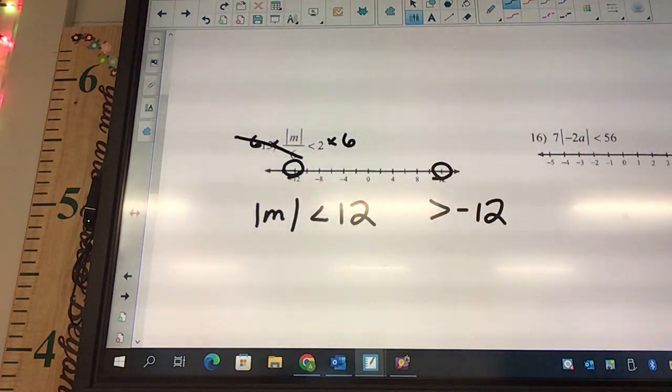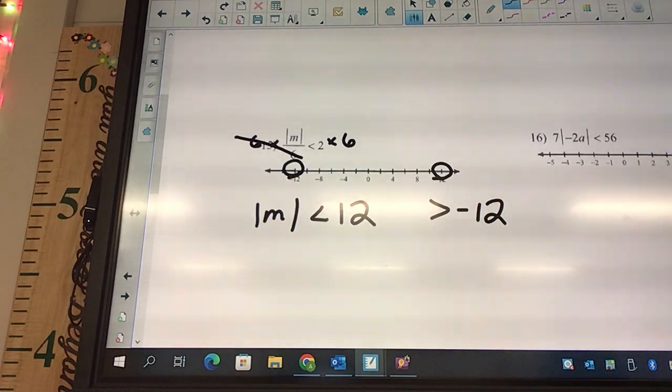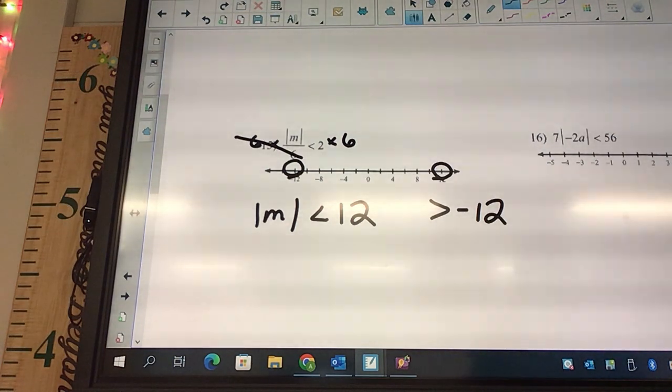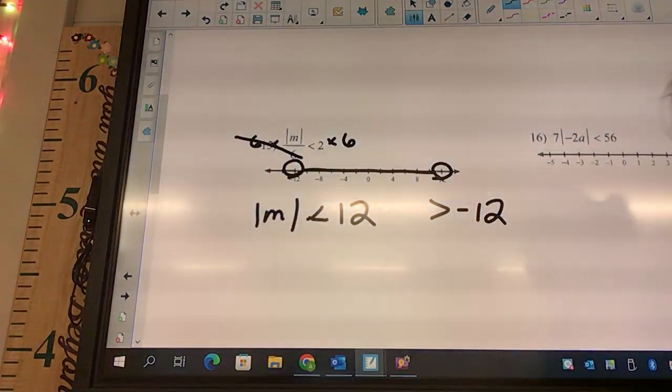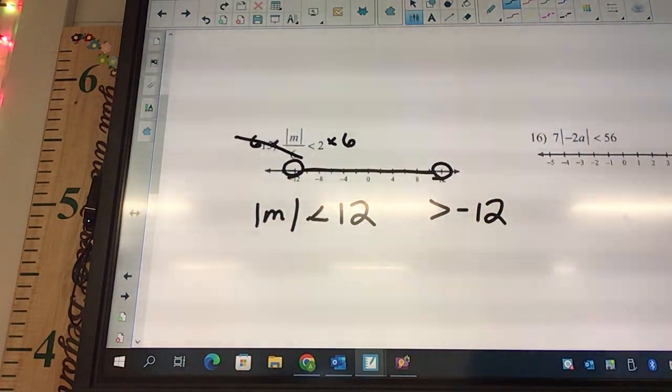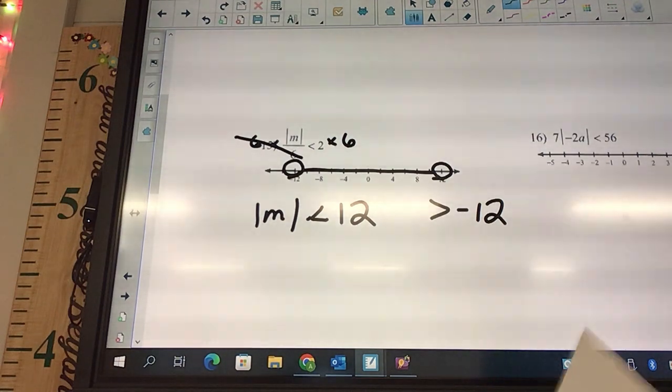Okay, should they be going in or out? In. Okay, this says m is less than 12. So if one's pointed in, the other one's going to be pointed in as well. If one's pointed out, the other one's going to be pointed out as well.